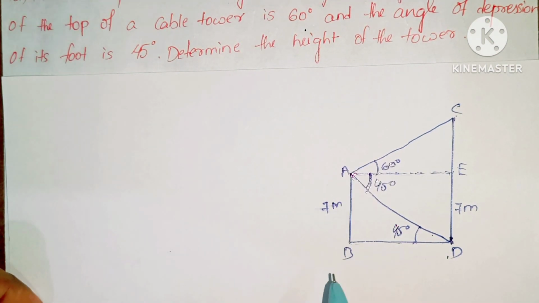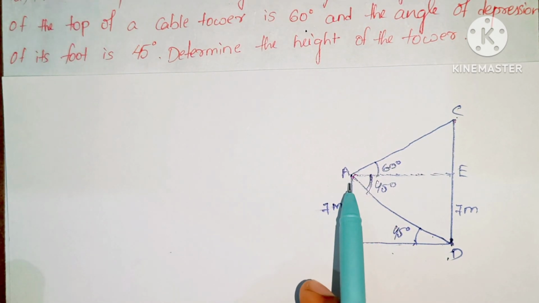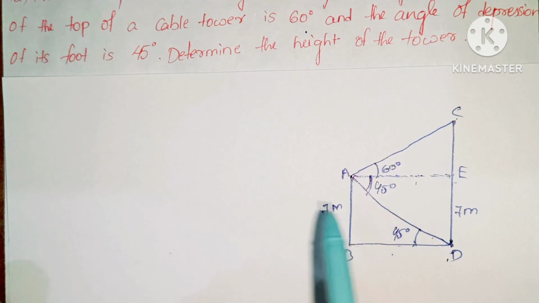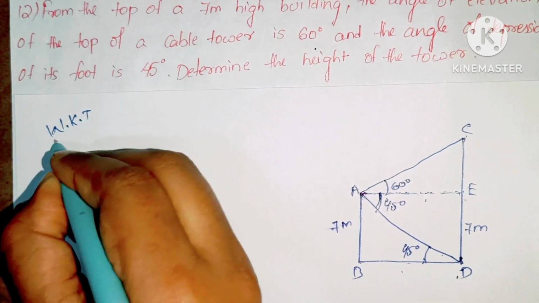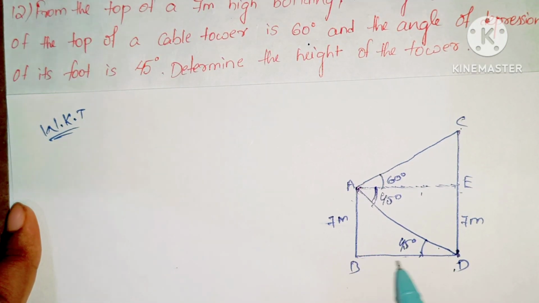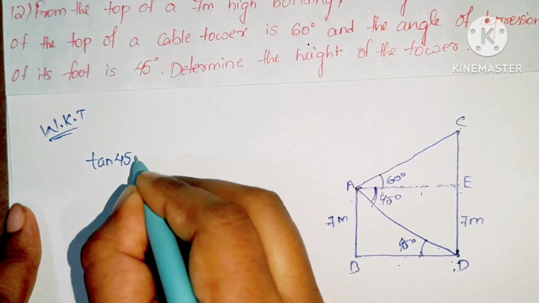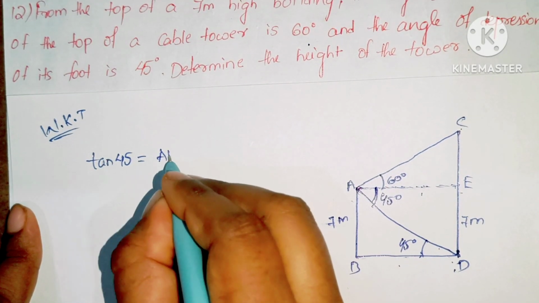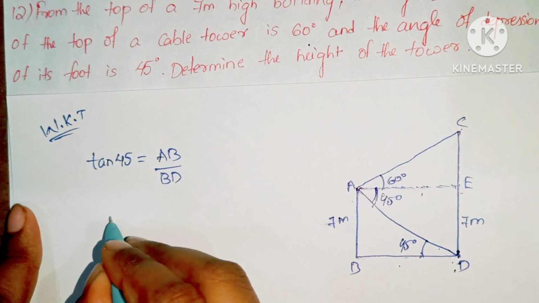First we have to take triangle ABD. Why did I take triangle ABD? Because you know one side and you know one angle, so automatically you will get BD, and BD equals AE. Let us do it first. We know that here you have the opposite side, and here you want the adjacent side. So which ratio do you have to use? Tan. So tan 45 equals AB by BD.